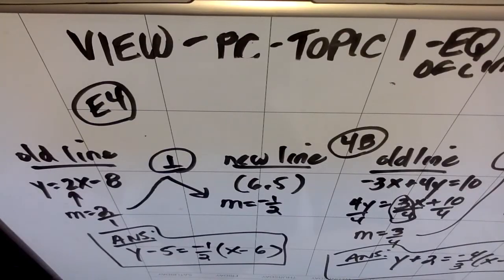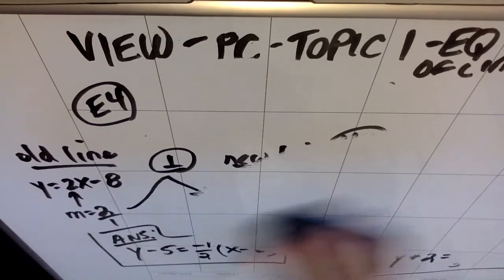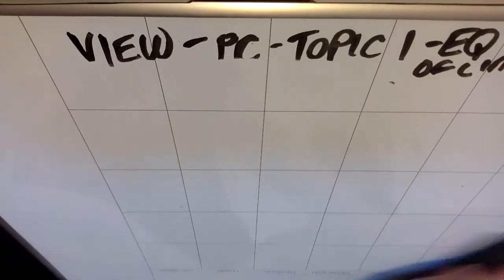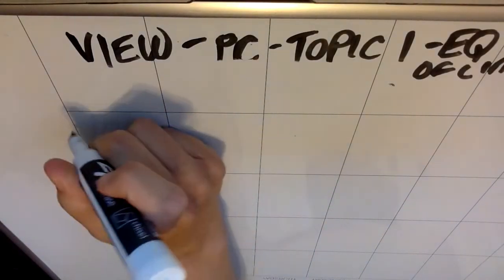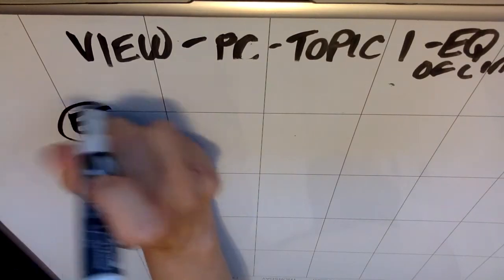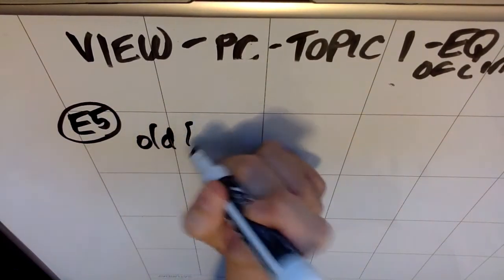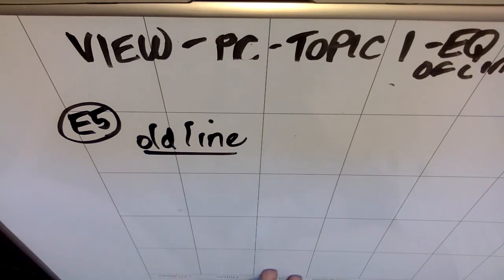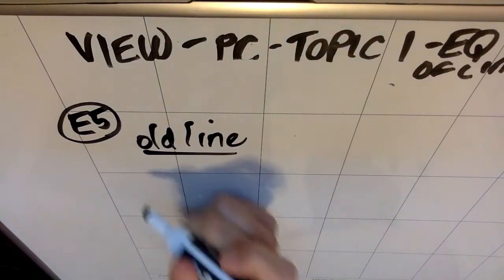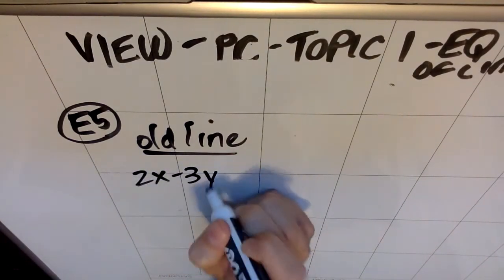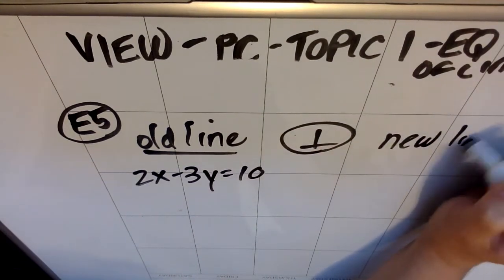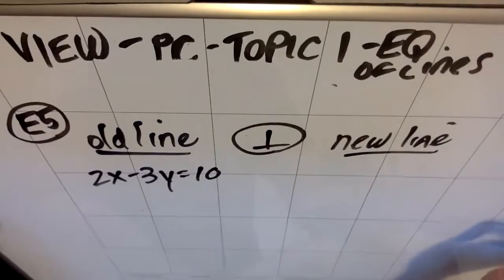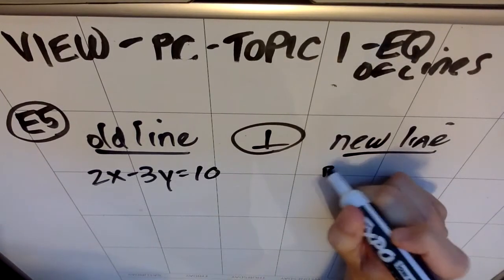All right, we're going to do one more example, and then you're going to do some practice problems. So example 5 involves a perpendicular line, but is a little bit trickier because the point is kind of secretly hidden for us. So in example 5, we're given the old line, 2x minus 3y equals 10. And we're told that it's perpendicular to a new line. Great, so far, same exact problem. But we don't know the point.